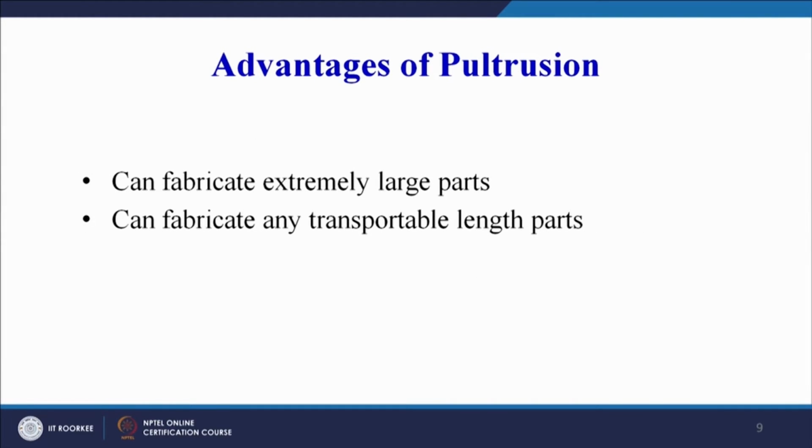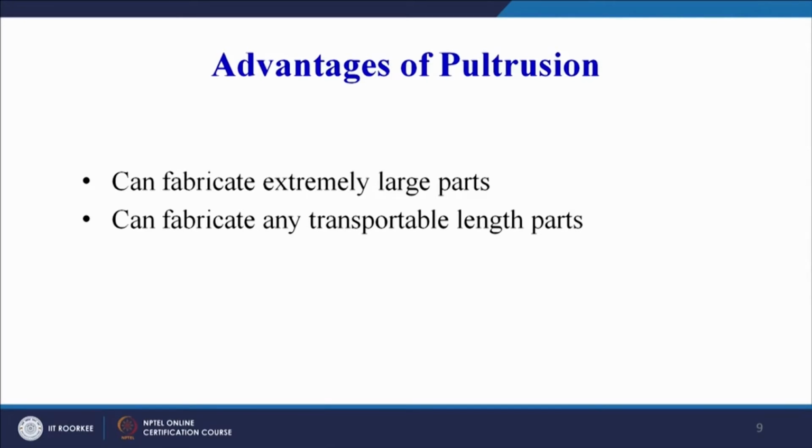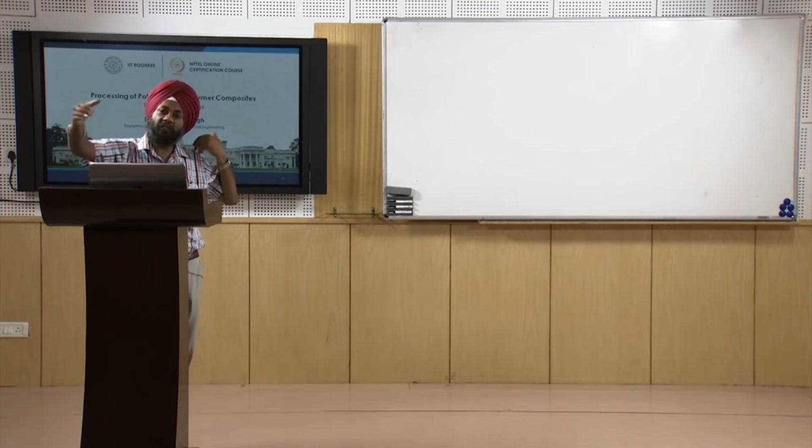Can fabricate extremely large parts. Large means here long, as well as the diameter can also be higher. So it can help us to fabricate long uniform cross section products. Can fabricate any transportable length part. So the length of the product that we can produce from the pultrusion process is not a limitation, the only limitation is the transportation. So if we can transport large parts, the process is capable of producing large lengths of the product using the basic principle of pultrusion.